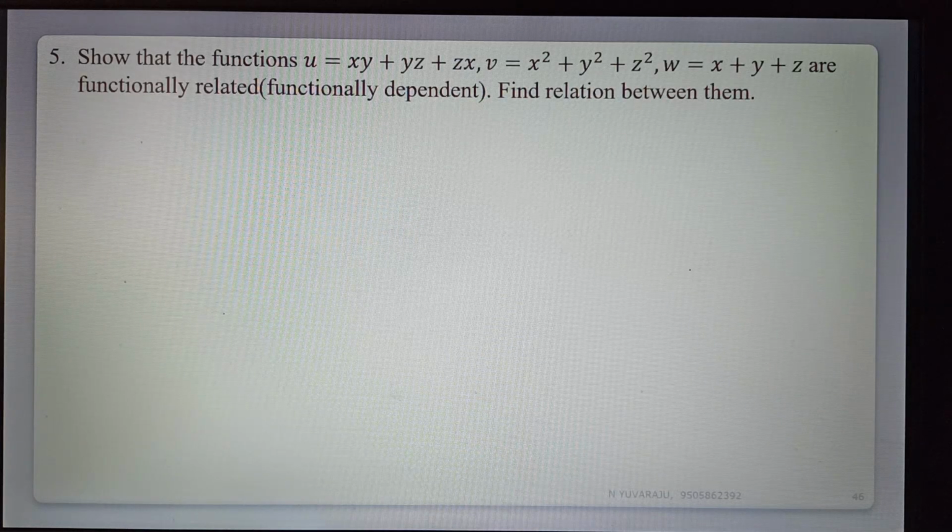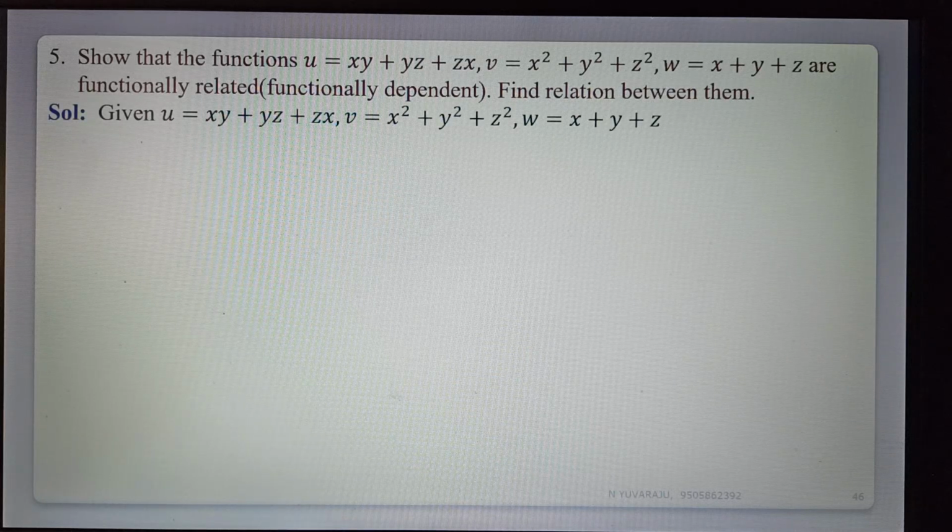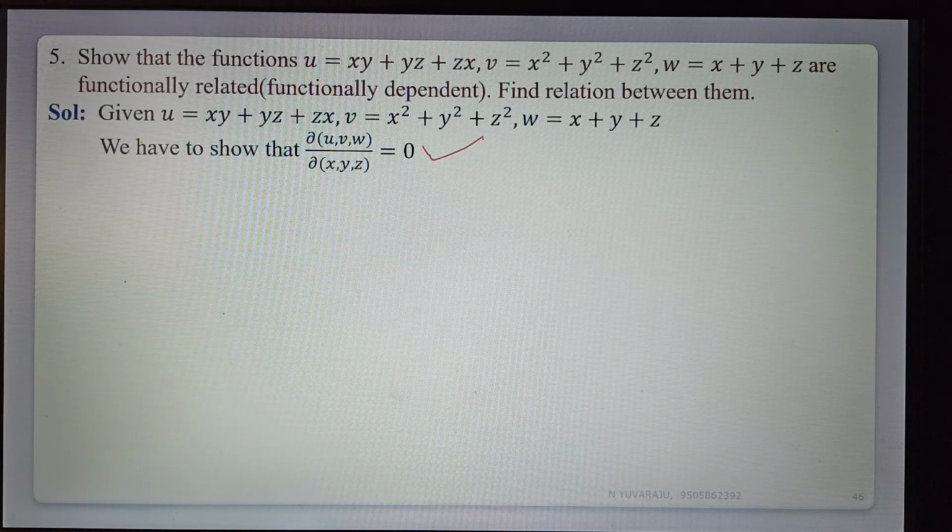Show that the functions u equals xy plus yz plus zx, v equals x square plus y square plus z square, w equals x plus y plus z are functionally related, that is functionally dependent. Find the relation between them. Functionally related means the Jacobian of the given functions u, v, w with respect to x, y, z must be equal to 0. That is called functional dependence. U, v, w are given. Now we have to show that the Jacobian is 0.